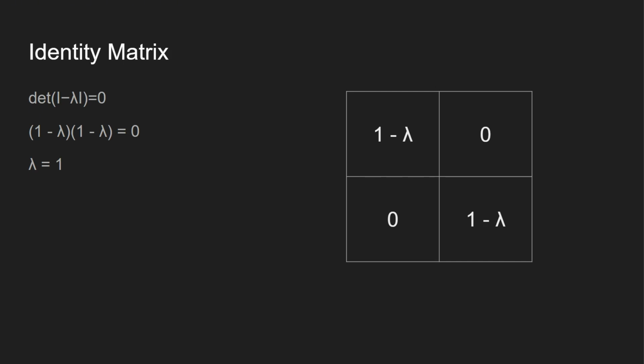Then we just find the determinant, right? I've probably done the determinant a lot of times. I'll multiply the diagonals, subtract the other diagonals. Well, you have 1 minus eigenvalue, 1 minus eigenvalue equals 0. And well, the solution is going to be 1.